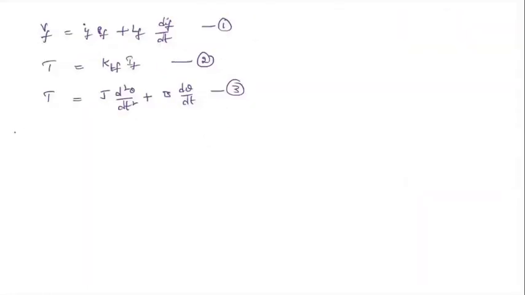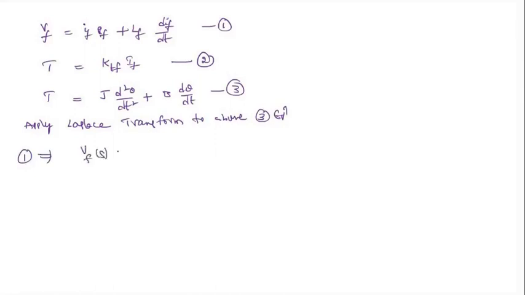So now apply Laplace transform to the above three equations. If you apply Laplace transform to the first equation, Vf will become Vf(s) equals to Rf If(s) plus Lf, here d/dt is nothing but s, into If(s). Here you can observe, before applying Laplace transform the field current is small if. After applying Laplace transform, it will become If(s). So this is equation number 4.